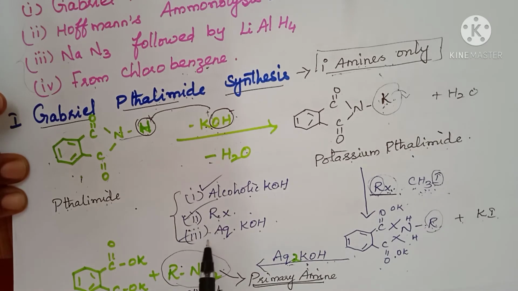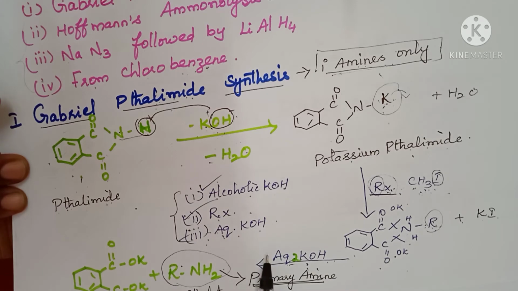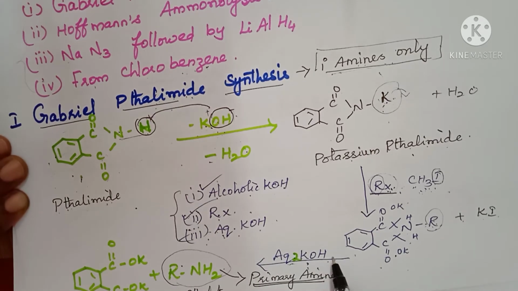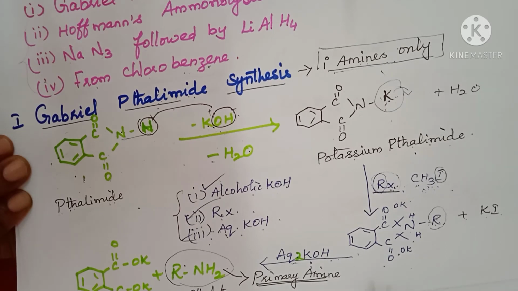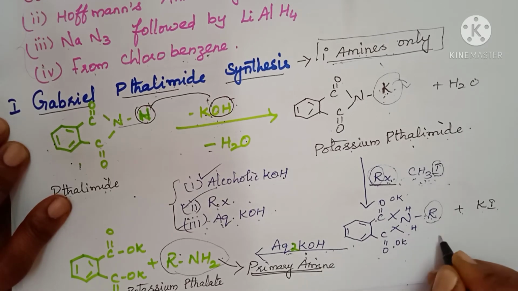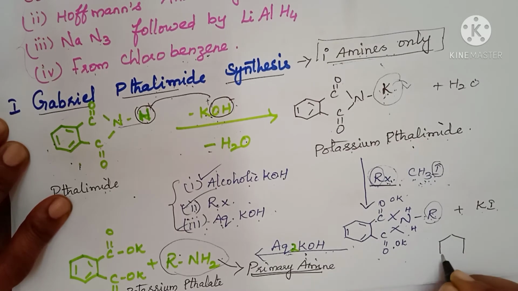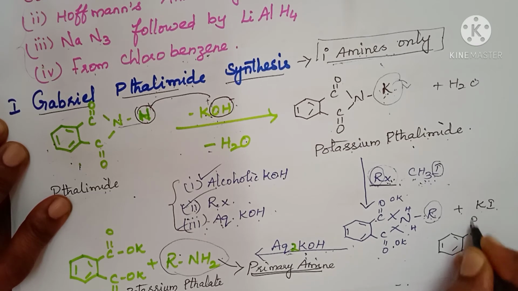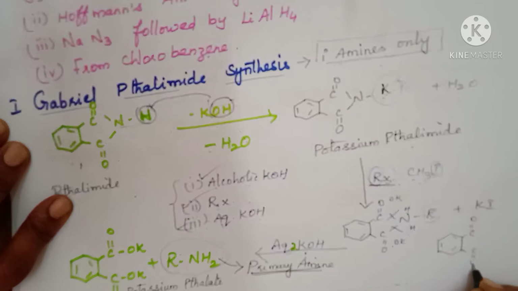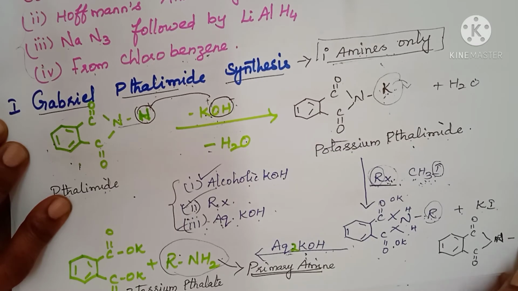Now the third step, aqueous KOH. Aqueous KOH is water with KOH. In that, we are adding water molecules, and the bond breaks. Wait, I'll explain this part. See, this is the thalimide: C double bond O, here C double bond O, these combined together with N, and then here R is there.